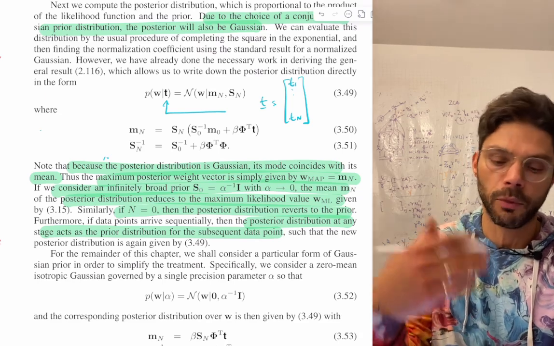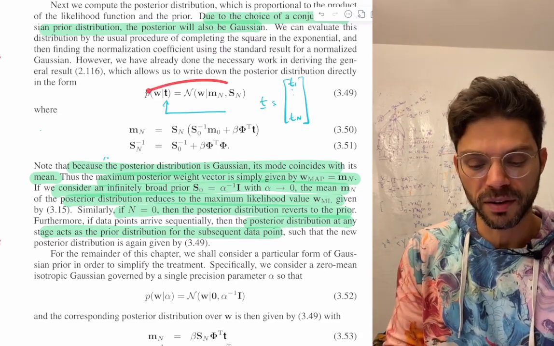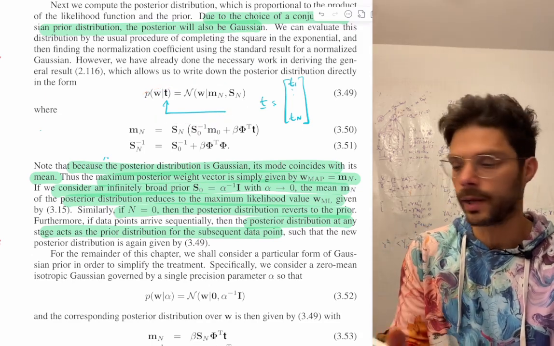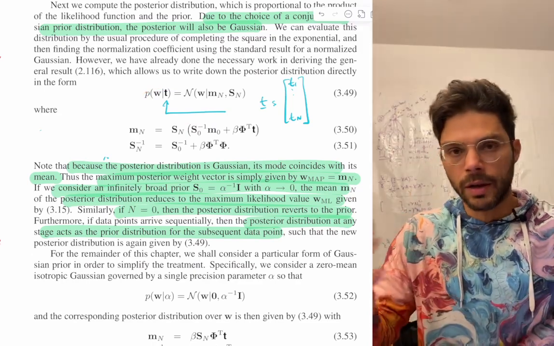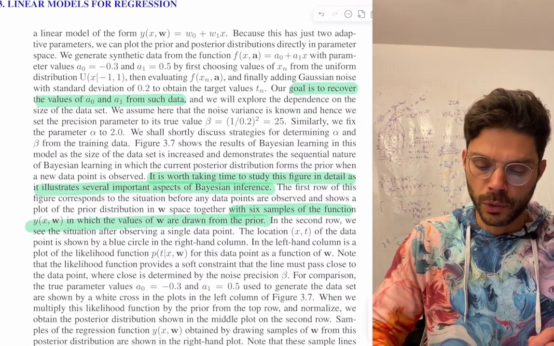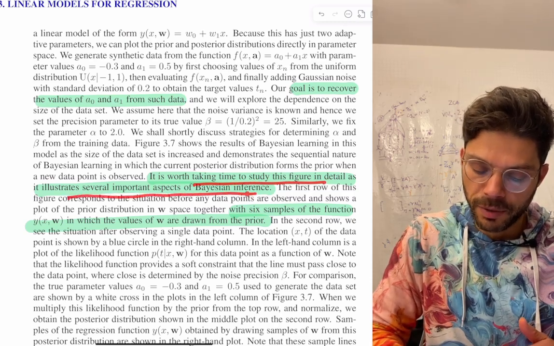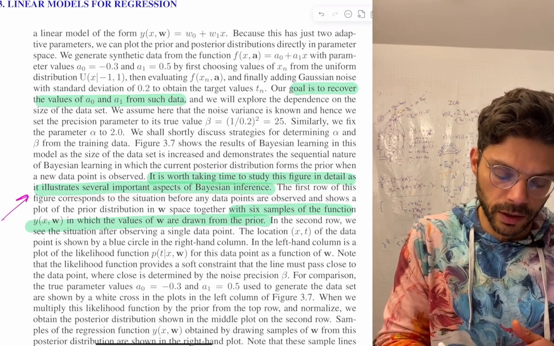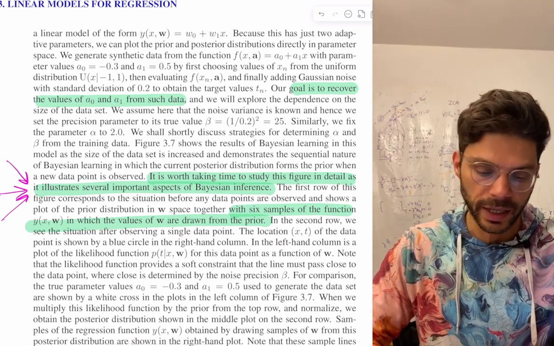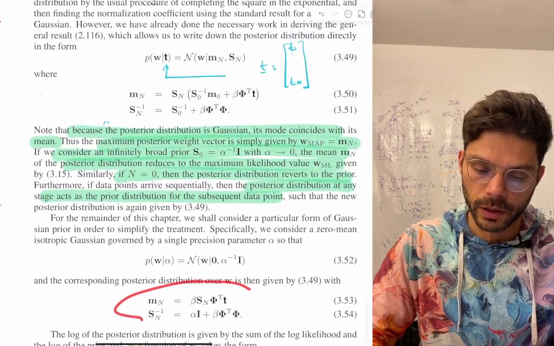You don't have to do them one data point at a time. You could do them whatever is convenient, however the data arrives. But the point is that the posterior then becomes the prior for the next. And this is really another beautiful aspect of the Bayesian approach. This sequential estimation just emerges naturally from it. Okay, it's worth taking time to study this figure in detail as it illustrates several important aspects of Bayesian inference. Indeed, so we are going to study it in detail, and there's going to be code that you can play with, so you can see how it's all done. But again, the code is simple. It's essentially just running these formulas.